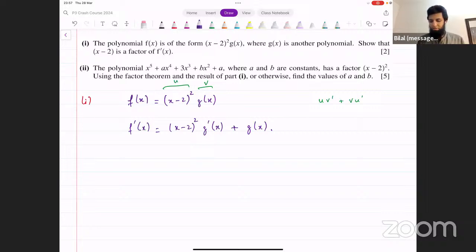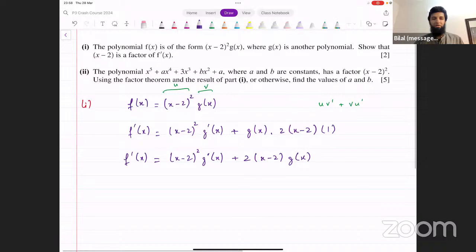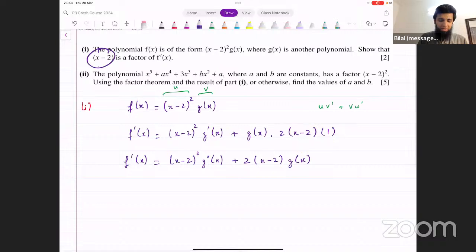What's that? That's the power function. You multiply by 2, subtract 1 from the power, and multiply by the derivative of the base of the power. This is what you end up getting. If you were to simplify this, that's going to be x minus 2 whole squared into g dash of x plus 2 into x minus 2 into g of x. That is what f dash of x, f prime of x, the derivative of f, turns out to be. We need to prove that x minus 2 is a factor of this.